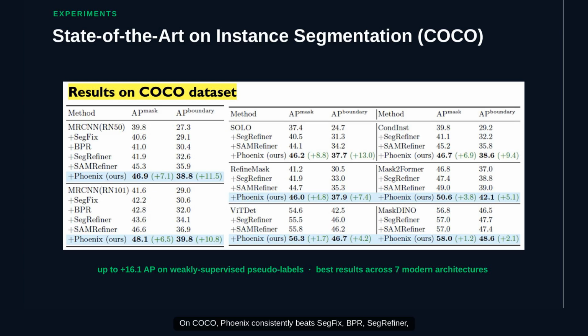On COCO, Phoenix consistently beats SegFix, BPR, SegRefiner, and SamRefiner. When refining very noisy pseudo-labels from weakly supervised models, we gain up to plus 16 points in mask AP. And across 7 modern instance segmentation architectures, from Mask R-CNN to Mask2Former, Phoenix delivers the largest and most consistent improvements among all refiners, in both mask AP and boundary AP.